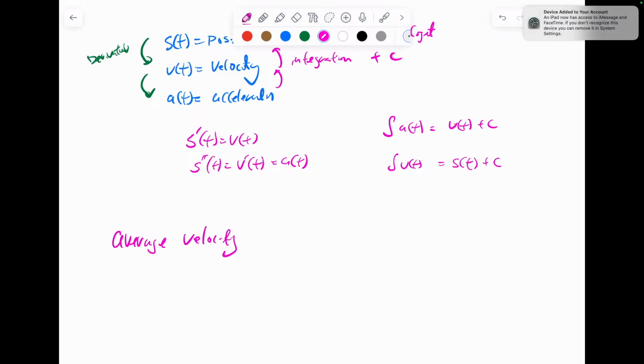Okay, average velocity is change of position over change of time. So it's S of b minus S of a. What is a, b and a? It's two separate times, right? Two separate times. But that's only if position is given.